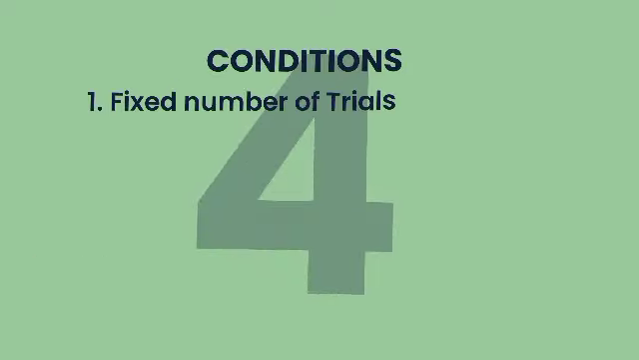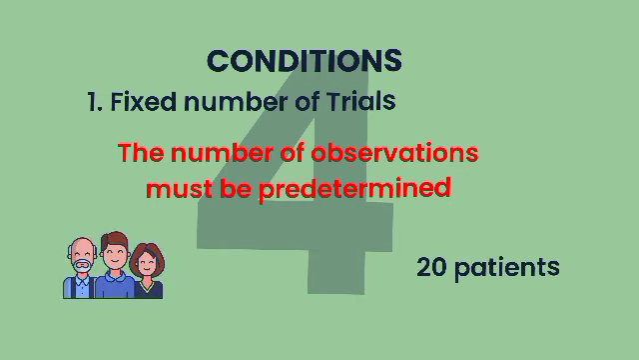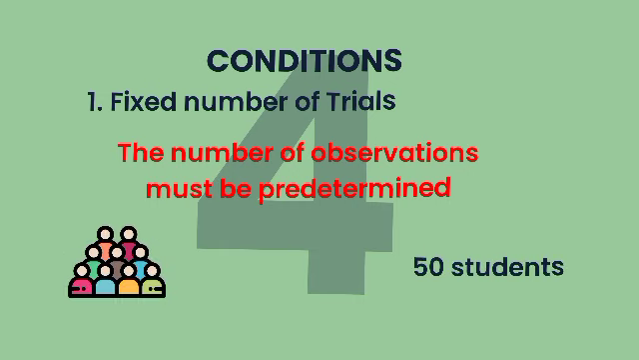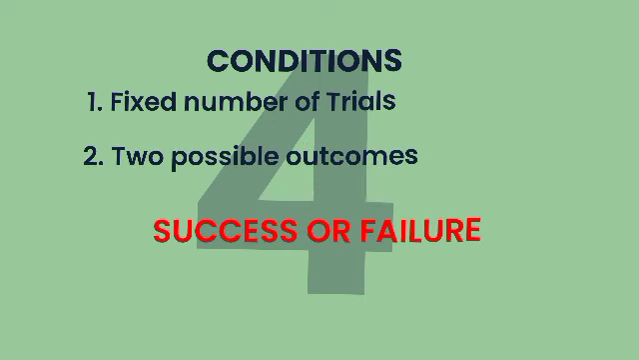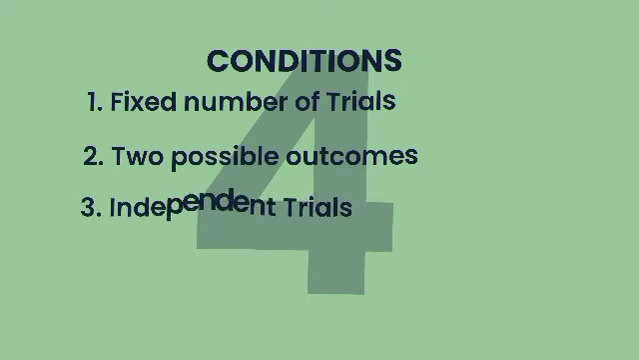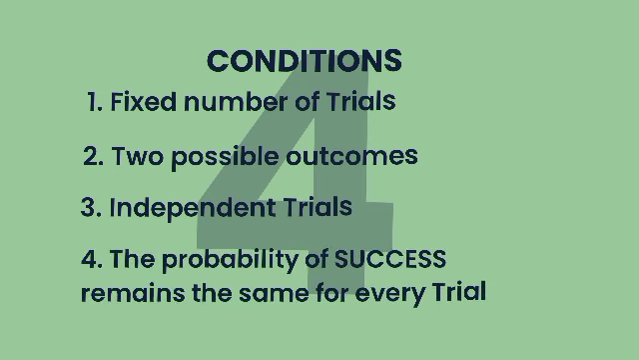1. Fixed number of trials, that is, the number of observations must be predetermined. So we can talk about maybe 20 patients or 50 students. Condition 2 is that there are 2 possible outcomes, success or failure. We've said that before. 3. Independent trials, that is, the outcome of one event should not affect the other. That is, if we are looking at patients, the outcome of one patient will not affect the outcome of the next patient. Then, the last one, the probability of success remains the same for every trial.